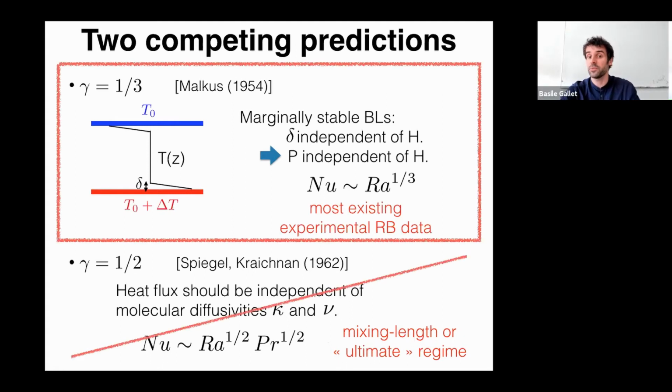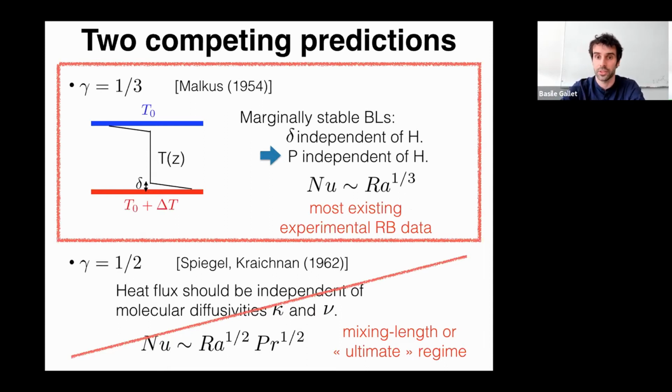However, so far it seems that most, if not all, experimental data point to Nusselt increasing like Rayleigh to the 1/3, which means that at least in the values of Rayleigh we can reach in the lab, no matter how large Rayleigh is, you still have a dependence of the flux on the molecular diffusivities kappa and nu because of the boundary layers near the solid plates. So that's all fine, but it also means that maybe this Rayleigh-Benard setup is not a very good model of several natural flows.